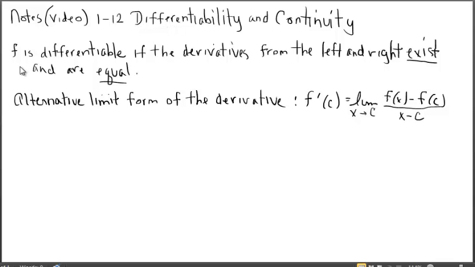All right, so here we have a little description of differentiability. A function f is differentiable if the derivatives from the left and right exist and are equal. So we're going to do some work with regard to this description. We're going to use the alternative limit form of the derivative, and as you can see here, the derivative notation at a particular c value we're going to be working with. And then here we have a difference quotient, a difference of two y's over a difference of two x's. So differentiability is going to fail in a couple of situations, and we're going to look at those situations in this video.